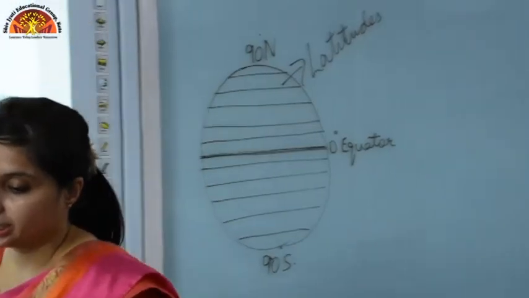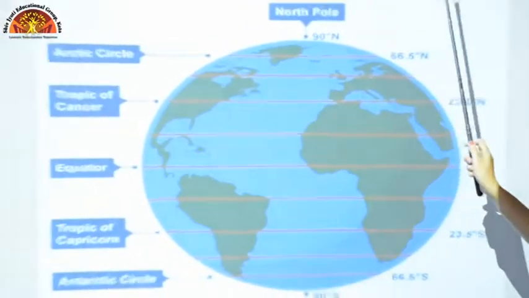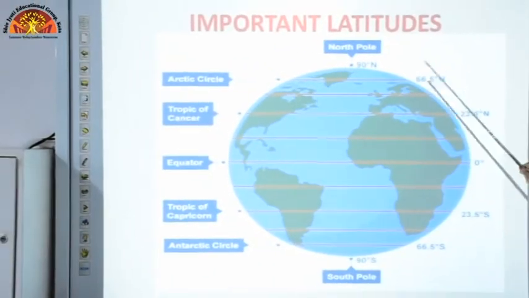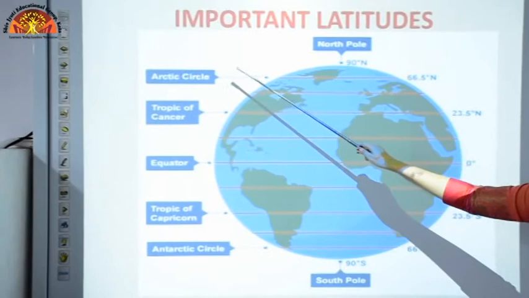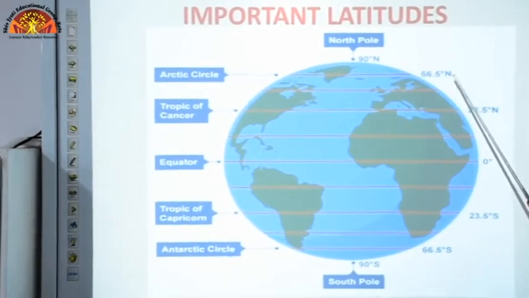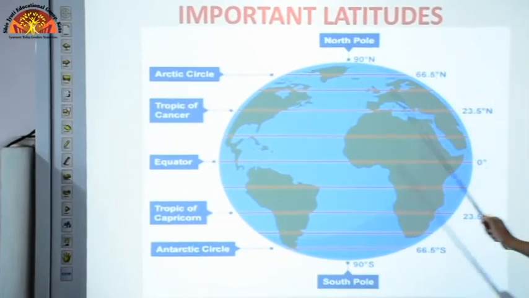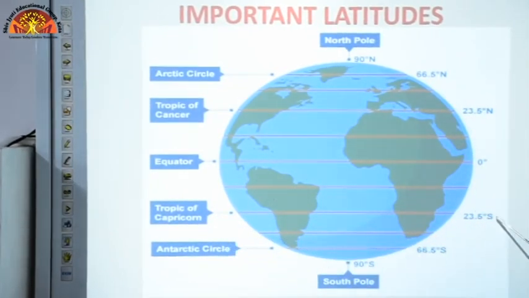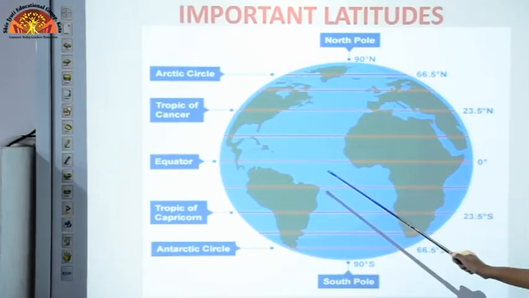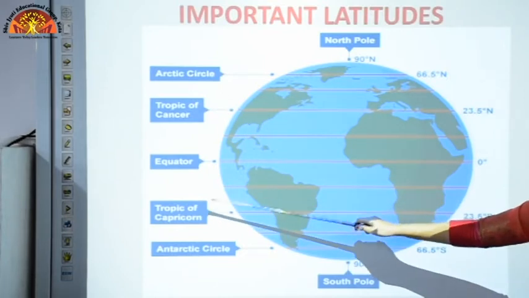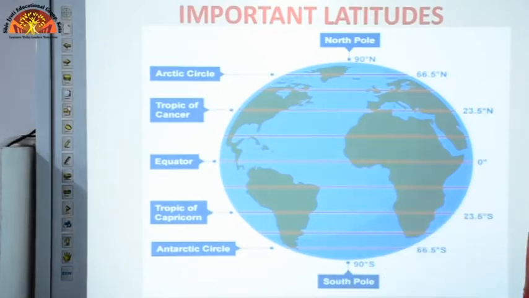In the same way, let us discuss the important latitudes. You can see the picture given over here. Arctic Circle at 66.5 degree north, Tropic of Cancer at 23.5 degree north, then you have Tropic of Capricorn at 23.5 degree south, and Antarctic Circle at 66.5 degree south. This is very important to know, children. You can mark it in your books as well. These 4 important latitudes are: Tropic of Cancer, Tropic of Capricorn, Arctic Circle and Antarctic Circle.